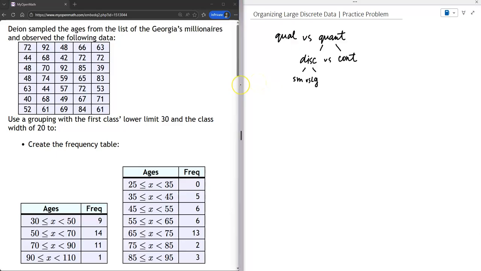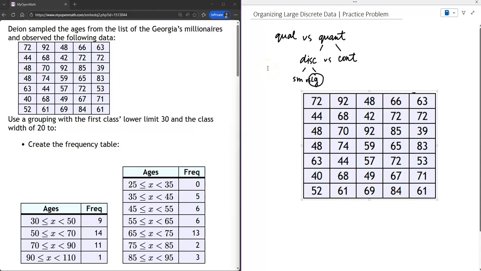And this particular data set will be classified as large discrete because we can see how the ages range from 40 all the way up to 92. So it's a large range, as opposed to asking the ages in a middle school environment, where ages range from 12 to 16 or something like this. So again, we acknowledge that it's large discrete data.